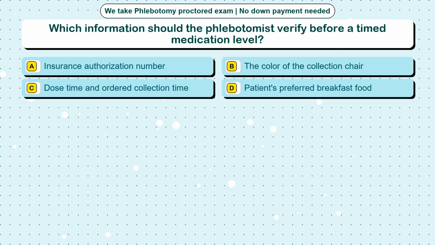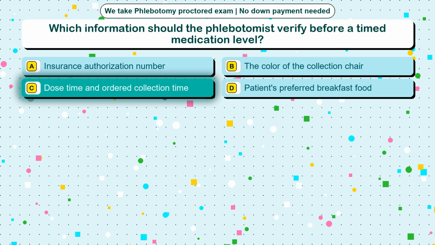Question 3. Which information should the phlebotomist verify before a timed medication level? Option A. Insurance authorization number. Option B. The color of the collection chair. Option C. Dose time and ordered collection time. Option D. Patient's preferred breakfast food.